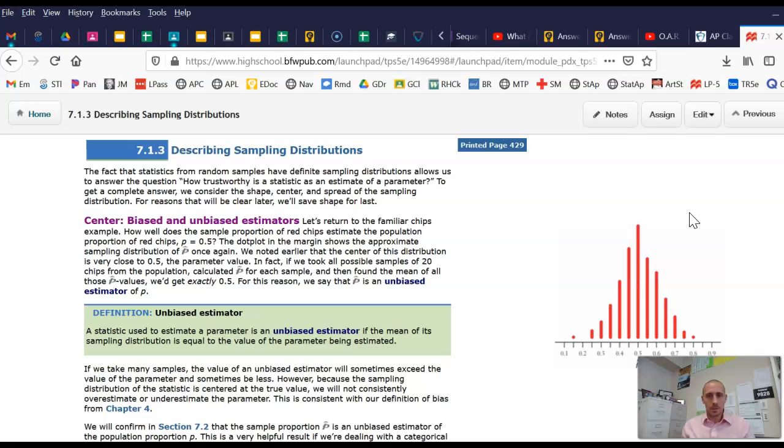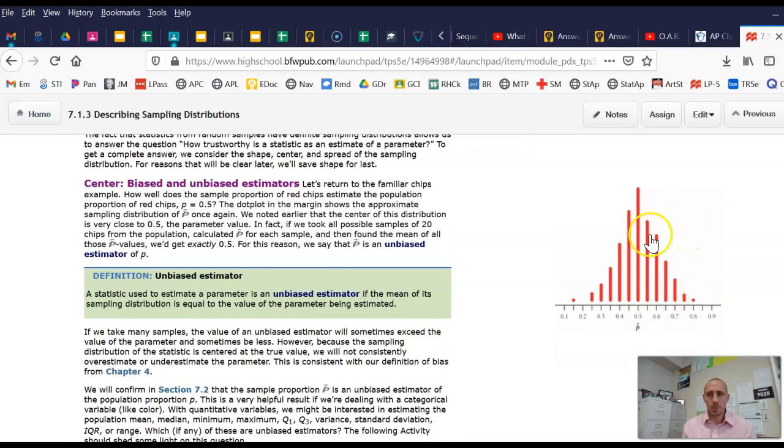So here, it's unbiased if the mean of the sampling distribution is equal to the mean of the parameter. So the mean of the sampling distribution has to equal the population mean. If that's the case, it's unbiased. If not, then we have a bias. So here, 50% of the chips were red. This sampling distribution is centered at 0.5. This would be unbiased.